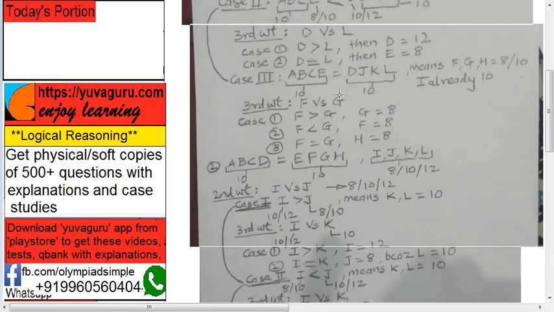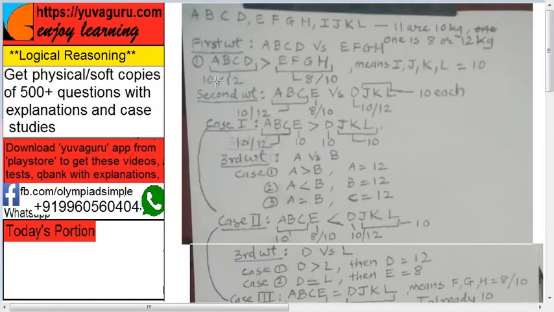So the third weighing is F versus G. If F is greater than G, G equals 8. If F is less than G, F equals 8. If F equals G, H equals 8. So this bigger case is over now: ABCD greater than EFGH. Now the second case.